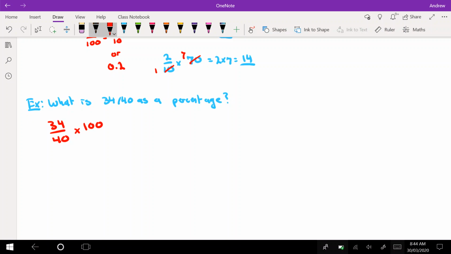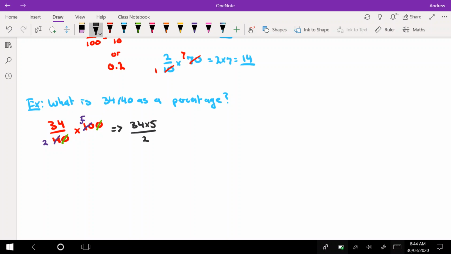Okay. Well, let's just cancel out the factors of 10 first. So get rid of the zeros. So then we have 34 over 4 times 10. Well, now I can also take out a common factor of 2. So I can get rid of the 10, put a 5 there, and then that with a 2. So now it becomes 34 times 5 over 2.